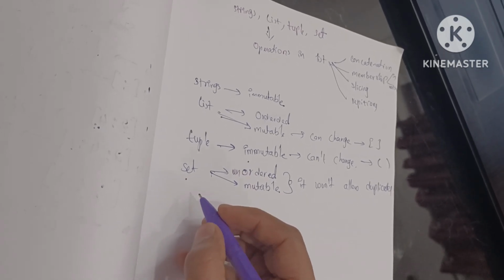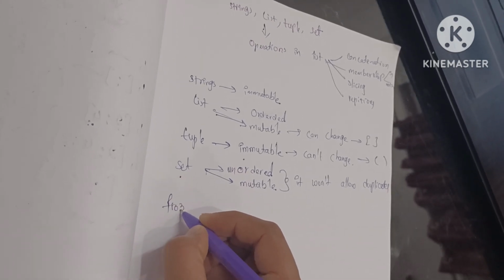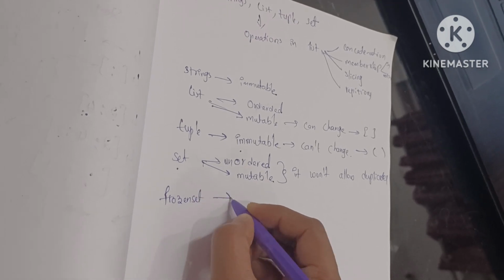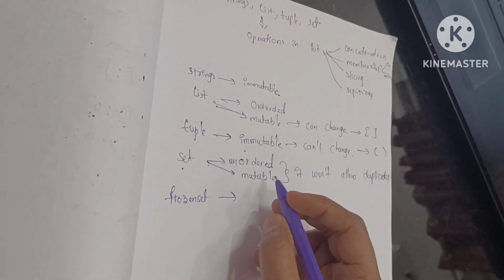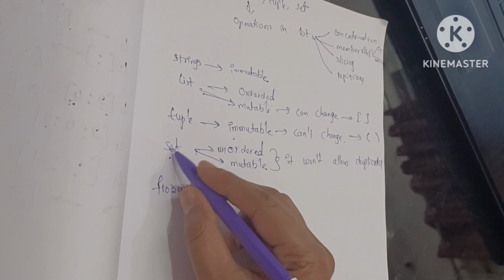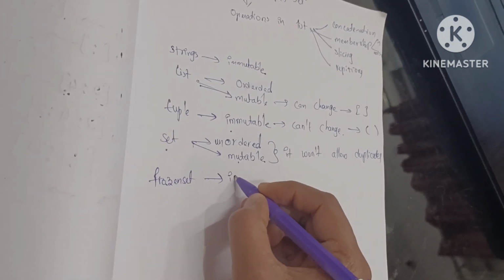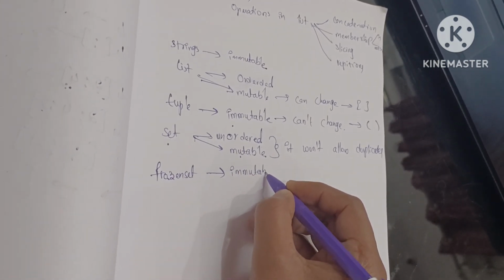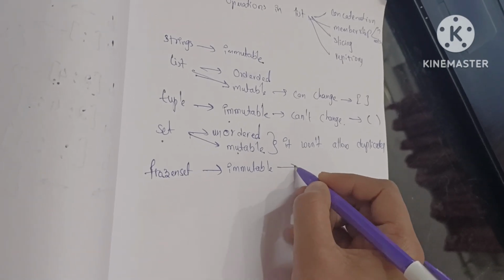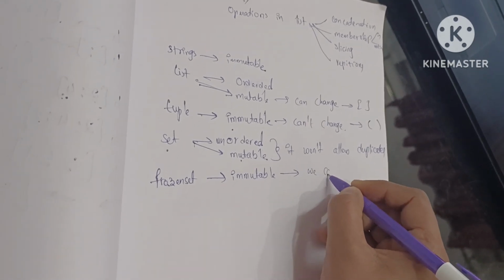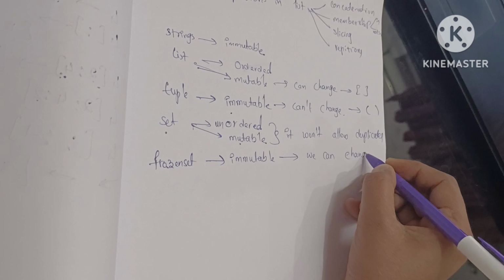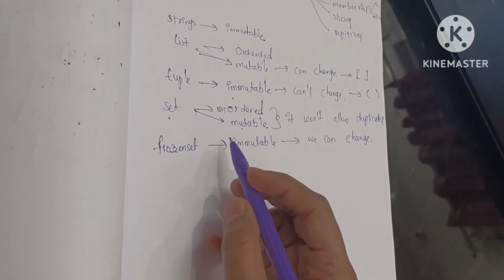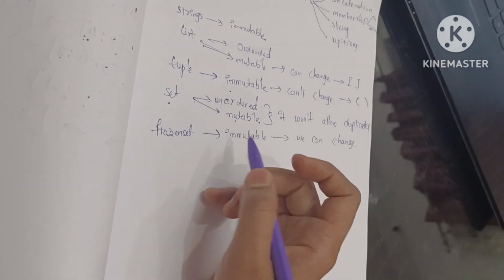And when you come to frozen set, it is a small difference. Set is mutable, frozen set is immutable. That's it. Nothing else.